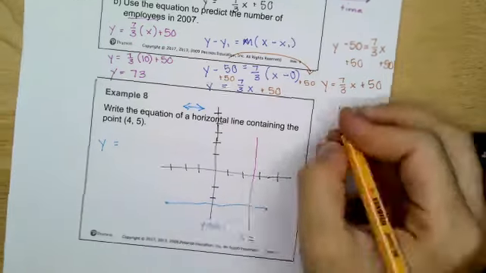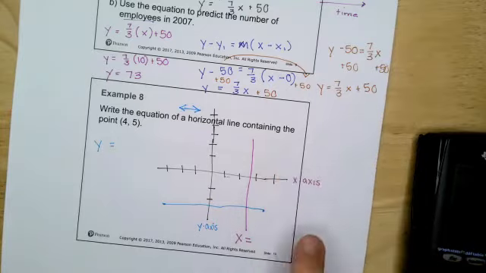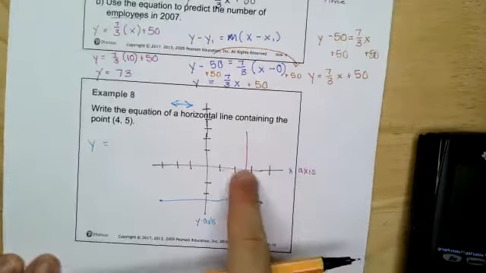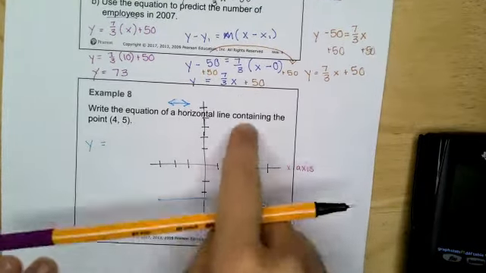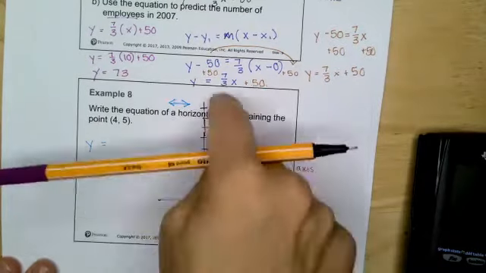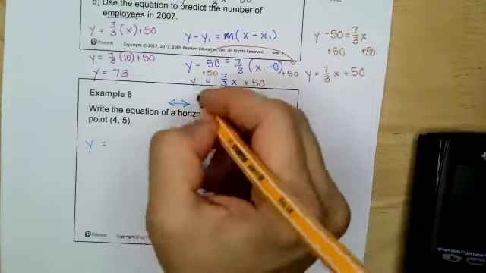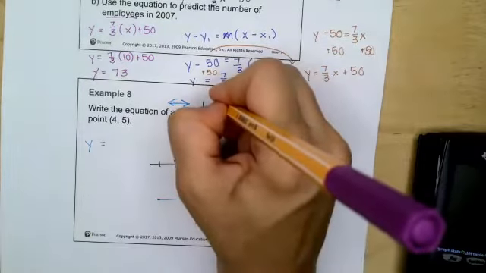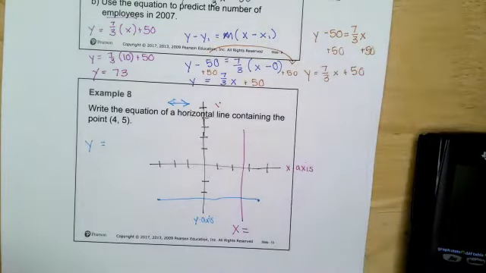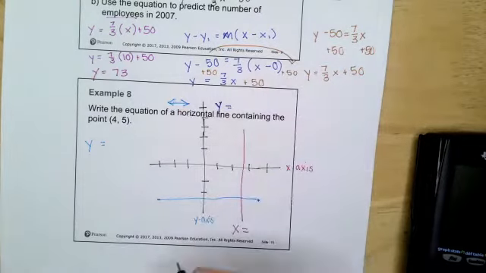And this is my x-axis. It's confusing because the x-axis is horizontal, but x equals is always a vertical line. The y-axis is always vertical, but y equals is a horizontal line, okay? So a horizontal line means y equals, okay? And it contains the point 4, 5.